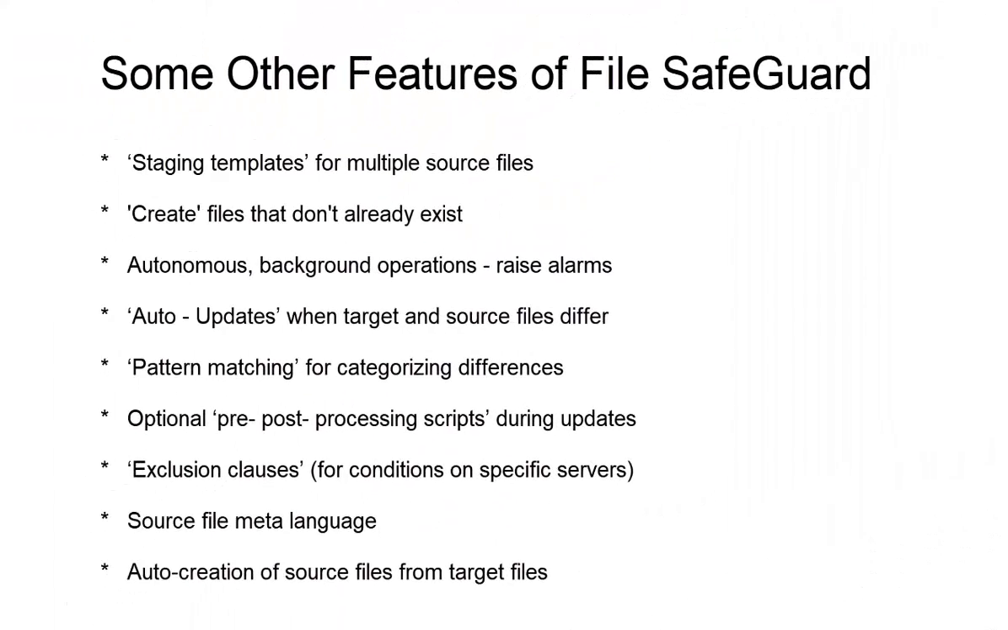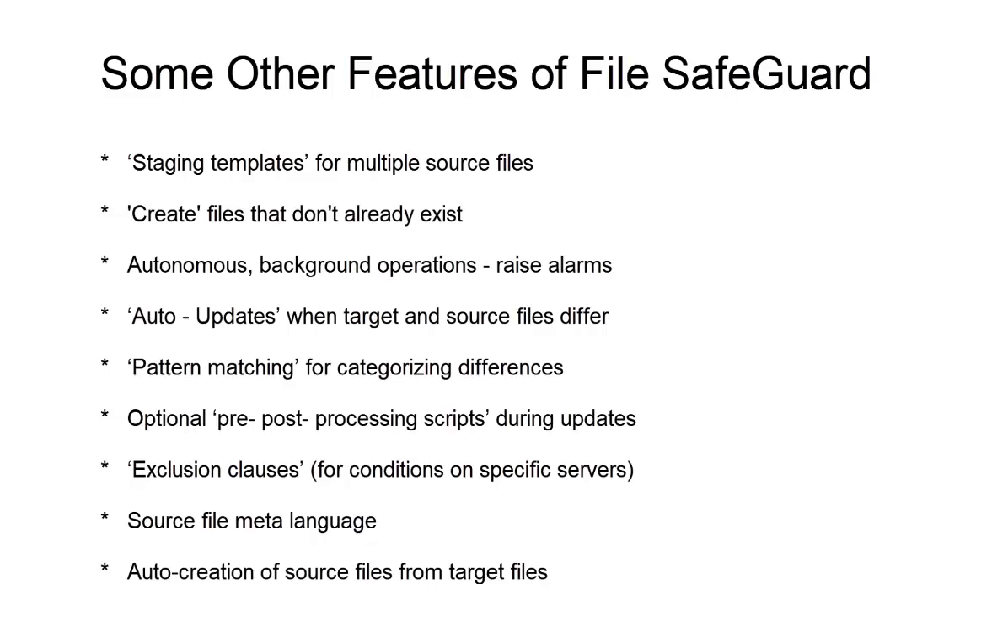That is the end of the interactive demonstration, but let's outline some of the other features in File SafeGuard. Multiple files can be included in a single synchronization by having a list of source files in a staging template. Then simply use the same synchronize option as we have just seen with the staging template file. If a file does not exist on a target server, the Update Target File menu option will create it. This can be very useful for when a new empty server is introduced on a network and a whole set of new files need to be created to configure the server.